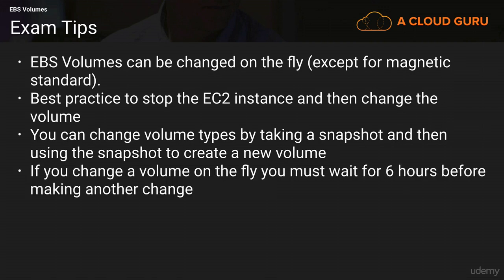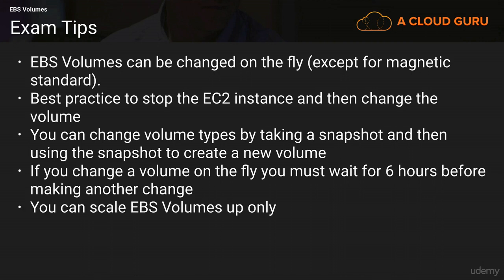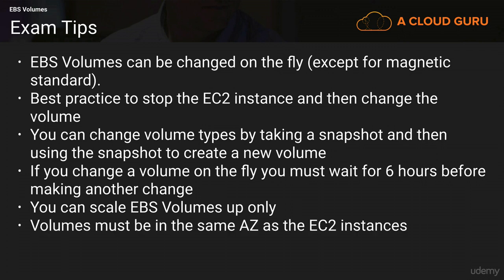If you do change the volume on the fly, you're going to have to wait for 6 hours before making another change. So that's when you're changing the volume type or when you're changing the volume size. If you do change the volume size, you're going to have to tell the file system to recheck the volume in order for it to see the new volume size. And then you can scale EBS volumes up only. So you can't go from 500 gigs down to 250 gigs. You have to go from 500 gigs up to 600 gigs, for example.